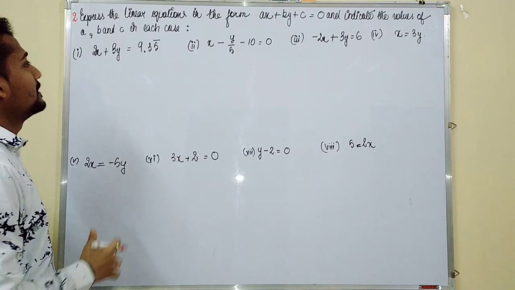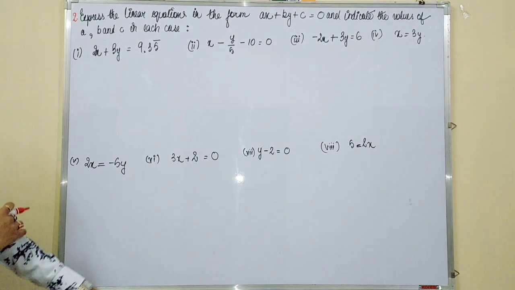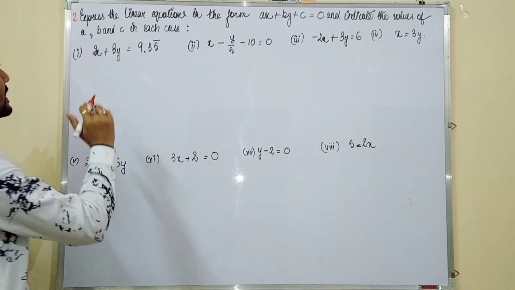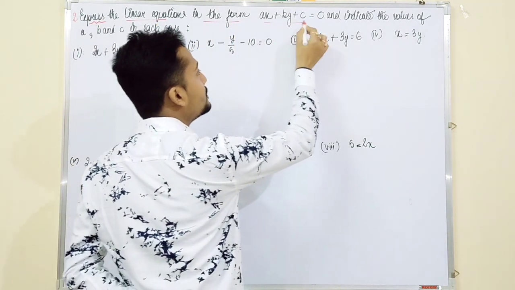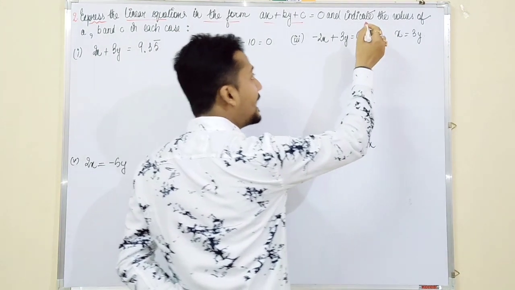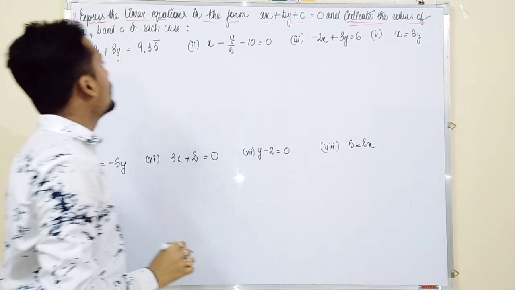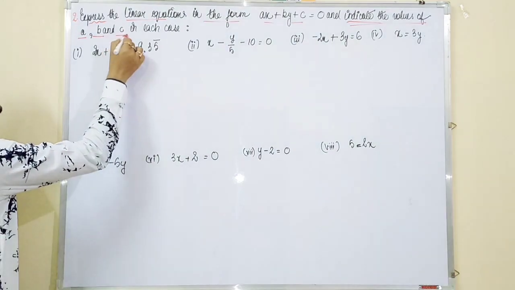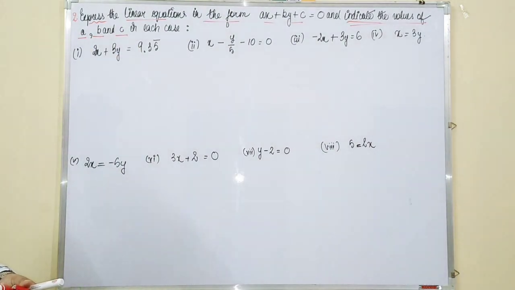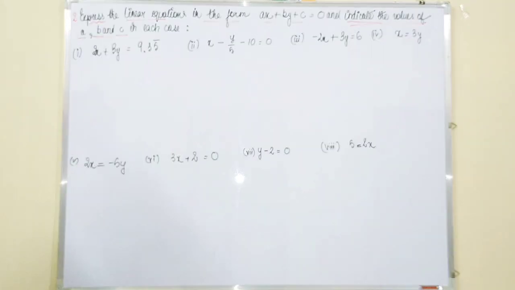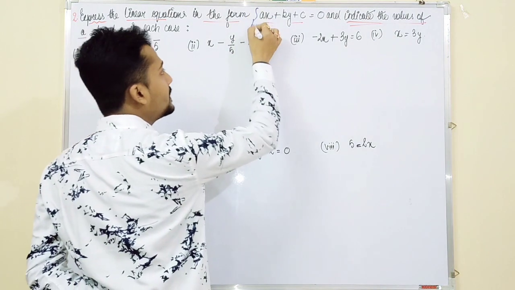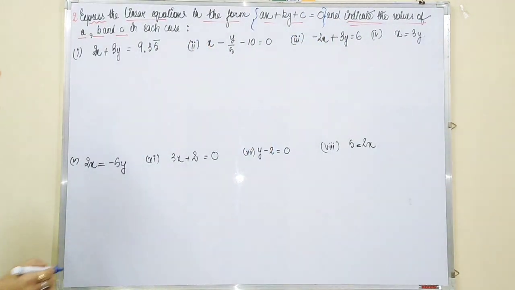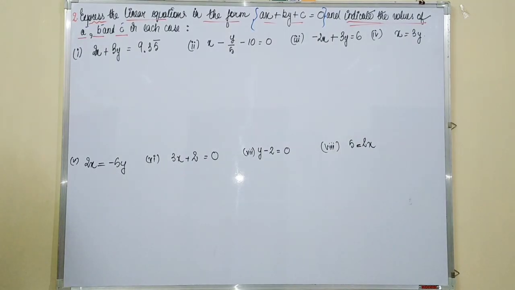So we have with us the next set of questions. It is the continuation of exercise 4.1. This is the second question. Express the linear equations in the form of ax plus by plus c is equal to 0 and indicate the values of a, b and c in each case. That means first we have to arrange this linear equation in this format, and then we have to find the values of a, b and c in each of the cases. So let us begin with the first question.